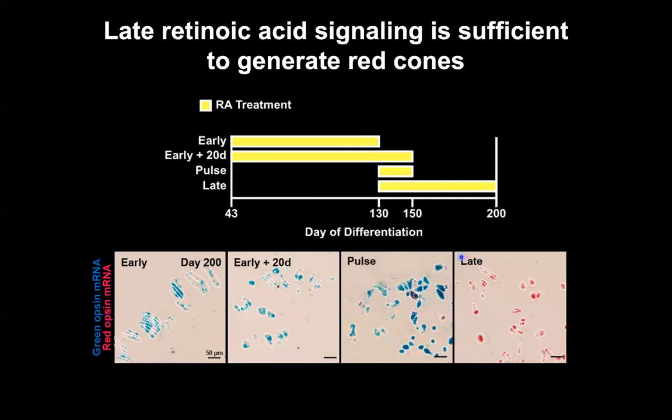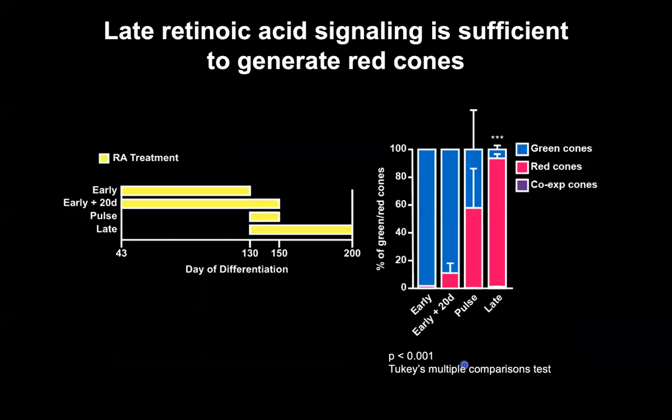And finally, if we add retinoic acid late from days 130 to 200, we see organoids with nearly entirely red cones. And I can quantify this, where we see the addition of retinoic acid in later time windows increases red opsin. We still see high variability in the short pulse between days 130 to 150, but we can conclude that retinoic acid signaling late is sufficient to generate red cones as indicative of the 130 to 200 day addition, and a significant difference between this and the early treatment of retinoic acid.